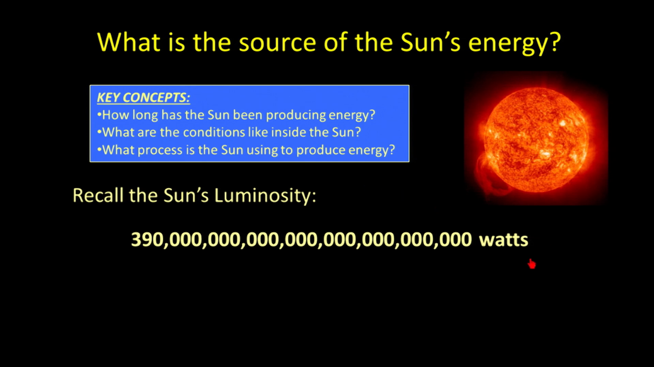From a previous video, we described what we call the luminosity of the sun. Remember, luminosity is the amount of energy that a star produces, and the sun produces 3.9 times 10 to the 26 watts of energy, an enormous amount of energy coming from the sun every single second.